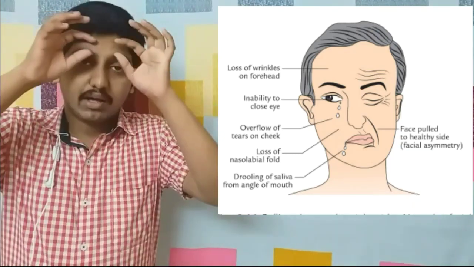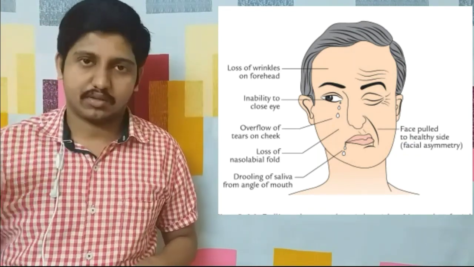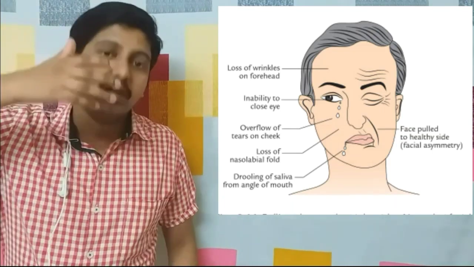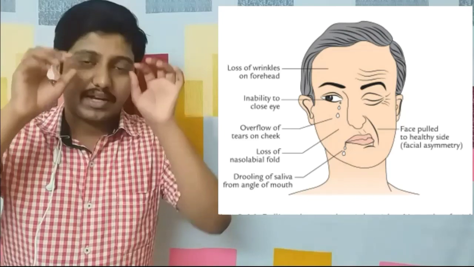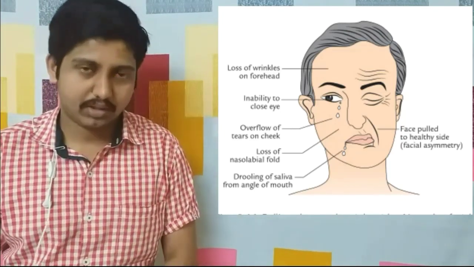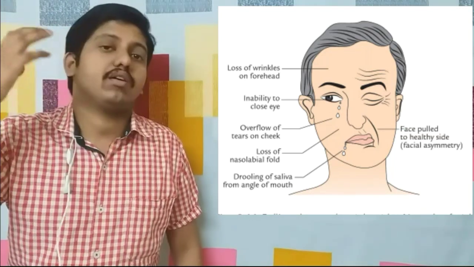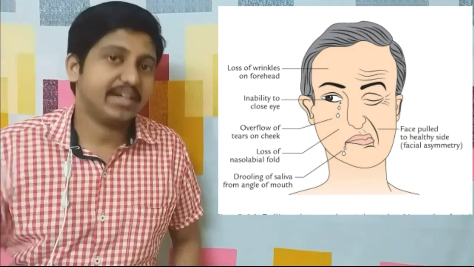Next point, there will be loss of wrinkles. There will be loss of transverse wrinkles on the face, due to the paralysis of the occipitofrontalis muscle. Next, we can deal with the eyes and the eyeball. We can see there is a widening of the palpebral fissure.